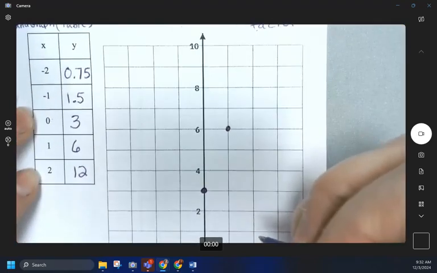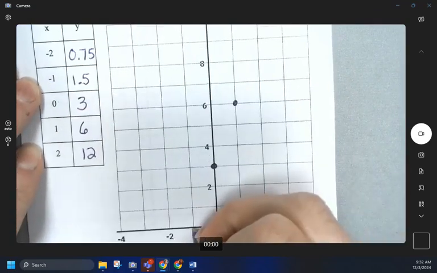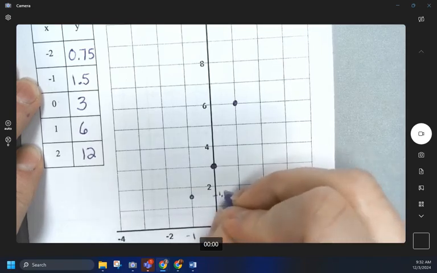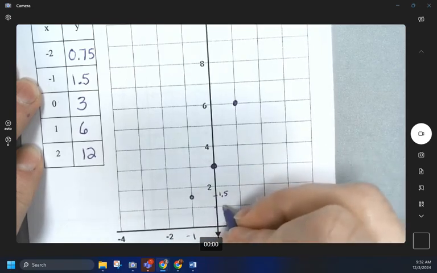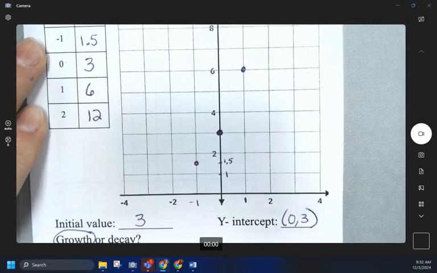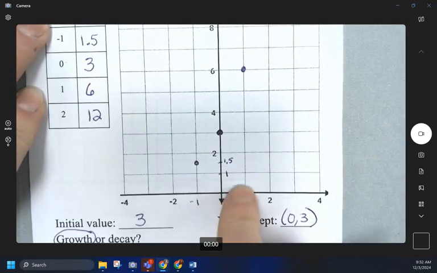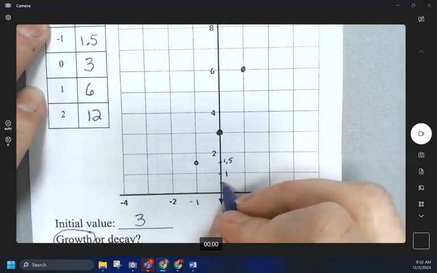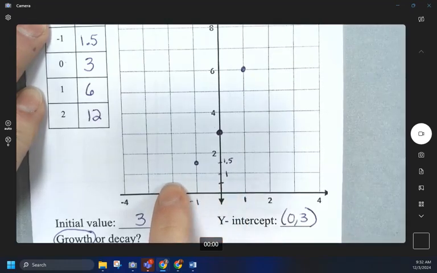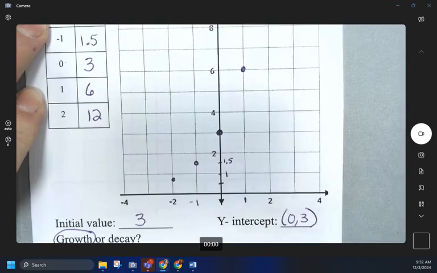Let's go backwards. Let's go to the negative side. Negative 1, 1.5. So negative 1 and 1.5 would just be halfway between 1 and 2. So see how I put it? And then negative 2, 0.75. So this is halfway. That'd be 0.5. So it's going to be halfway between those two, closer to the 1. It's going to look like that.